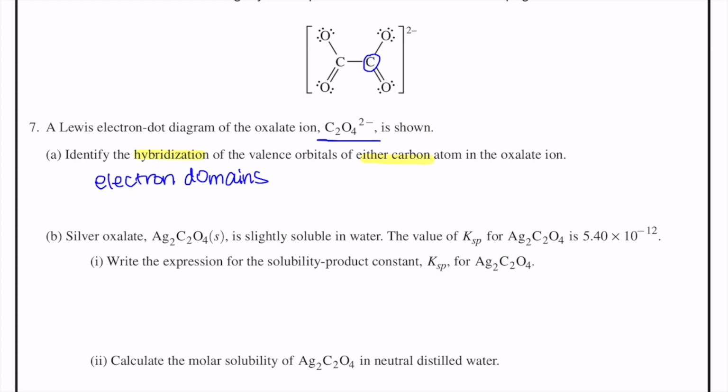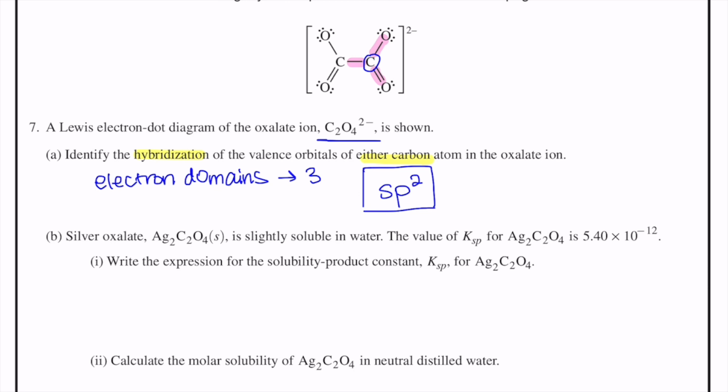When I count, I see 1, 2, 3 electron domains. And 3 electron domains corresponds with sp2 hybridization. So that is our answer. One thing to note is that when you're doing electron domains, that's going to be either lone pairs or bonds. And a double bond counts as 1 electron domain. And it's just going to be either lone pairs or bonds that are touching the atom in question. It's the carbon atom over here.